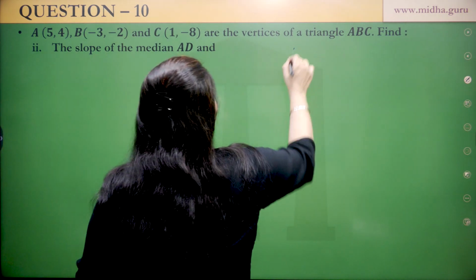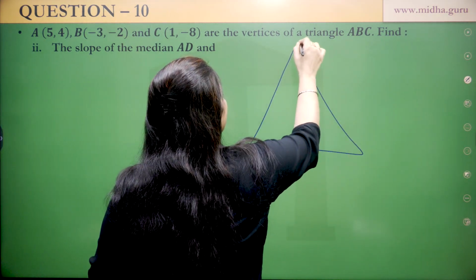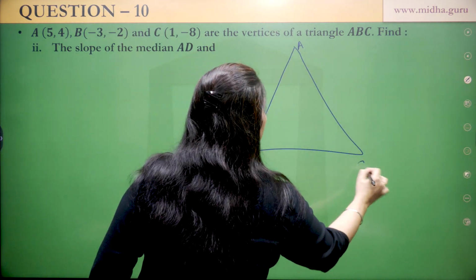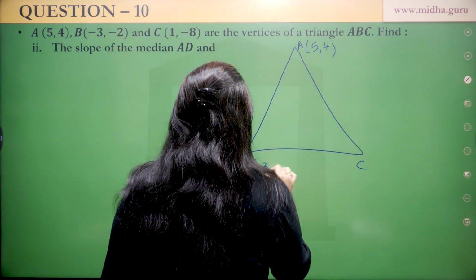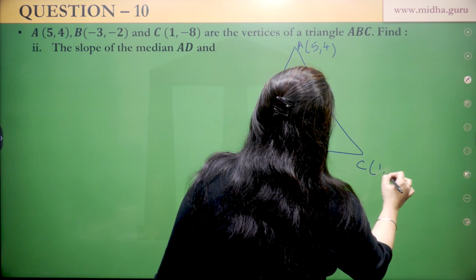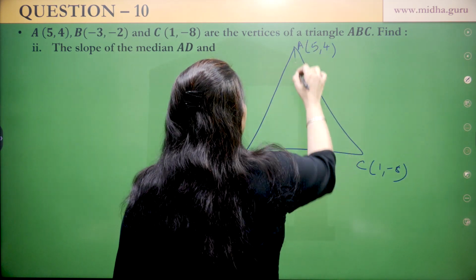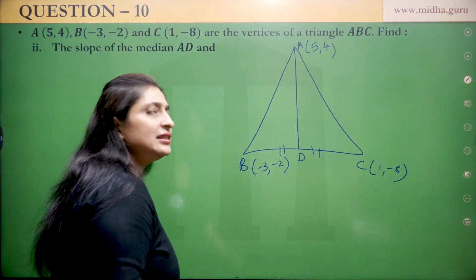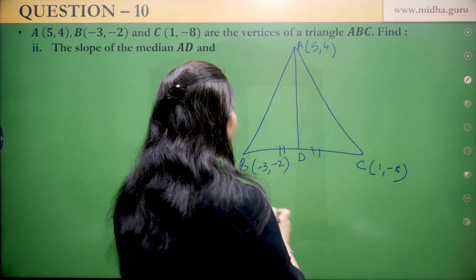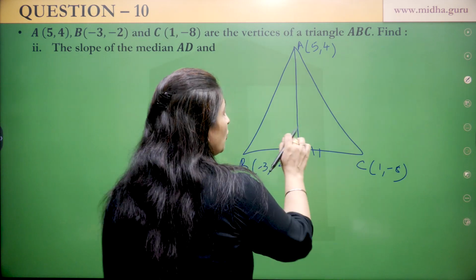Next part. Now we have to find the slope of median AD. Again, ABC are the vertices of the triangle, with coordinates 5, 4, minus 3, minus 2 and 1, minus 8. This time it is median AD. So what does the median do? It divides the base into two equal parts. That means D is the midpoint. Using the midpoint formula, find the coordinates of D.